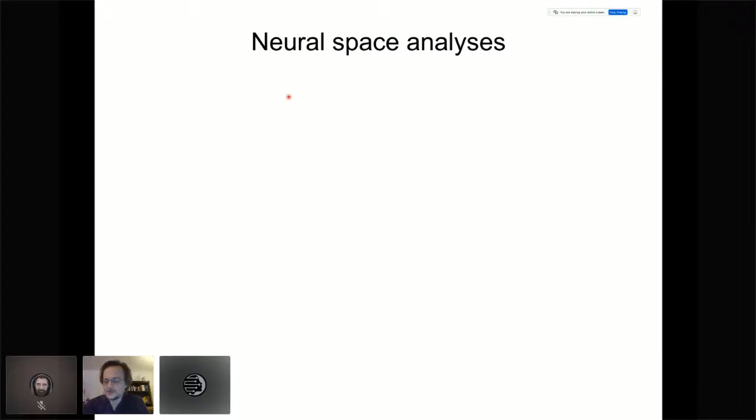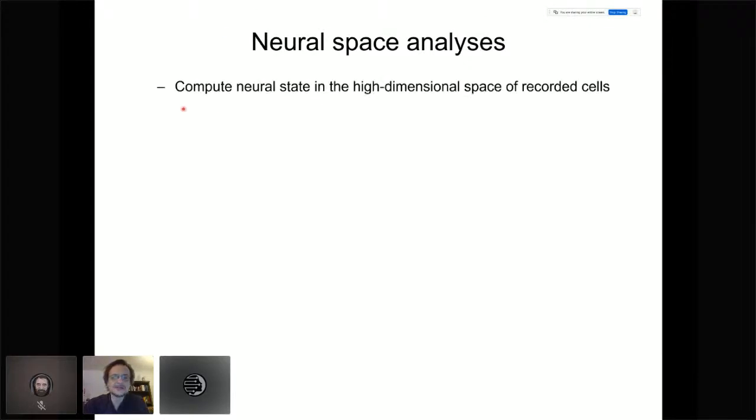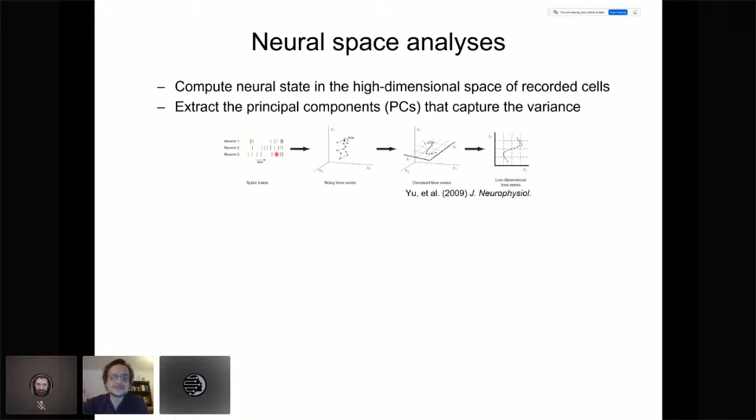So for those of you who may not be familiar with them, the idea here is essentially you compute the neural state in the high-dimensional cell space of all the cells you recorded. So it's about 600 cells in David's data. And then you extract the principal components that capture the majority of the variance. So essentially, you have some cells, you plot the state of the system in the space of those cells, but then you find a subspace that captures the variance, and then you can look at a lower dimensional projection. And this is something that Krishna Shenoy, Byron Yu, and others have pioneered in our field.